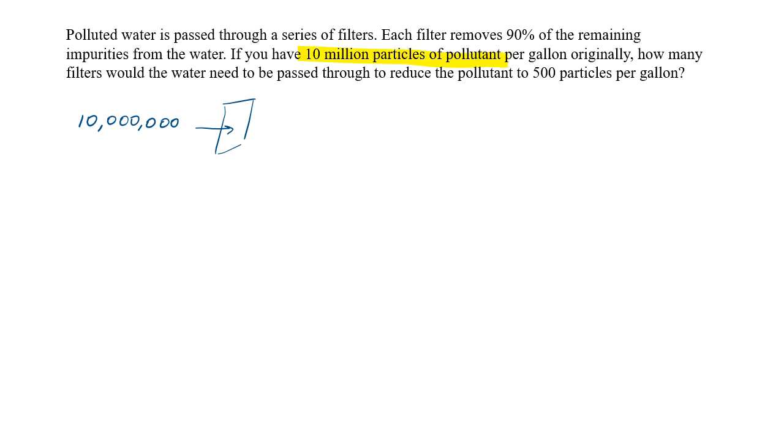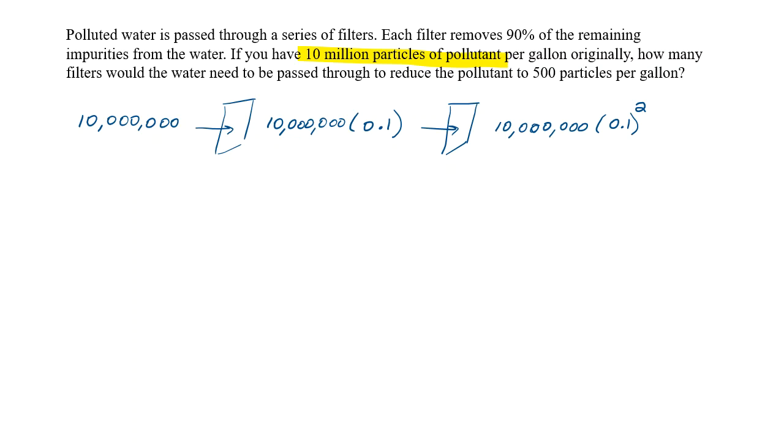The filter is going to remove 90% of them, which means we're only going to have 10% of the impurities left. Then those particles are going to go through another filter and remove 90% of the remaining impurities. So after 2 filters, the number of particles left is 10 million times 0.1 to the second power.